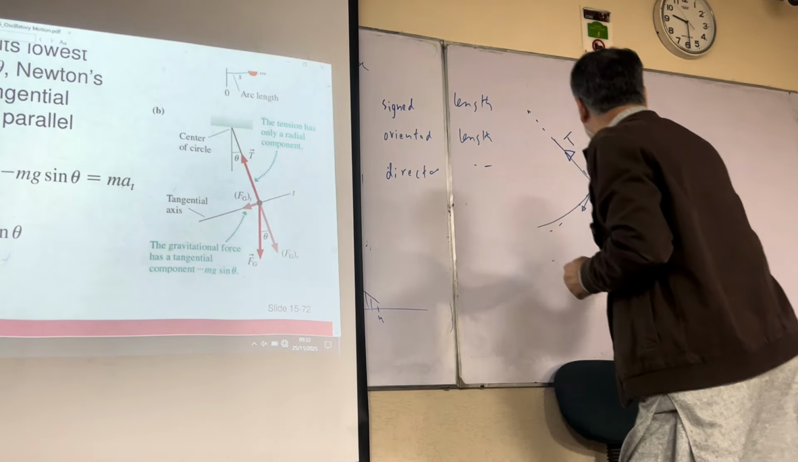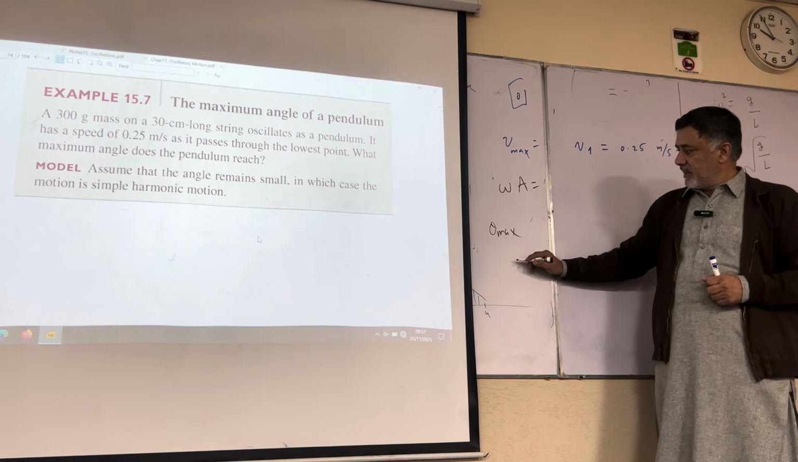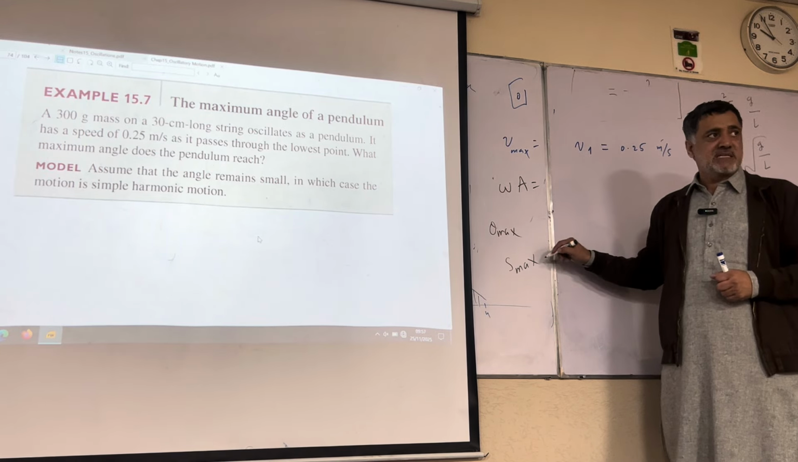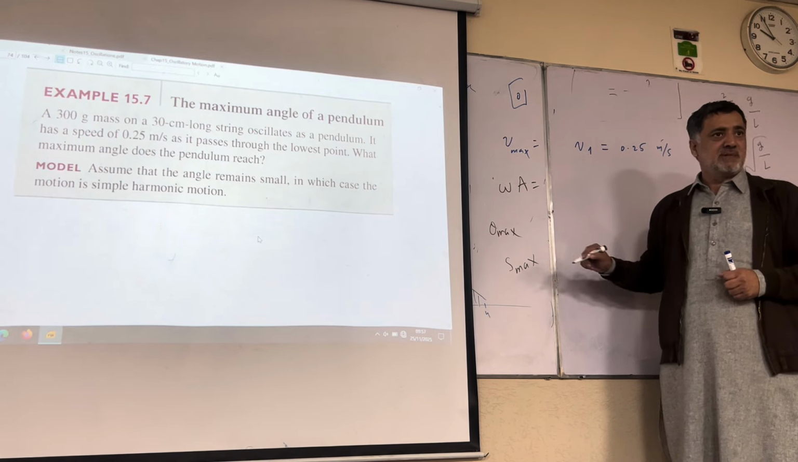Why does it help to write V max? Because we have a formula for V max, and that formula is omega times A. So what maximum angle does the pendulum reach? तो उसने क्या मांगा है हमसे? Theta maximum. Theta maximum will only be possible when S is maximum, right? And S maximum is actually A, right? So what is the value of A here?